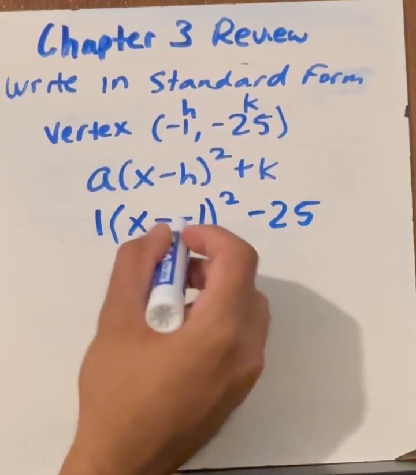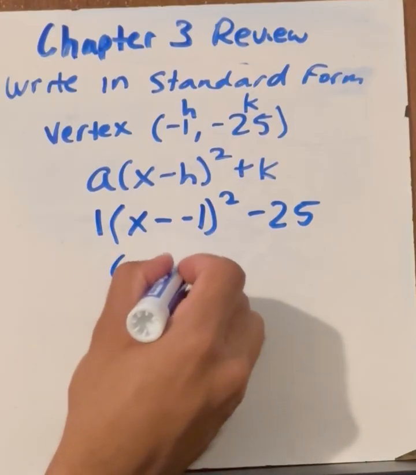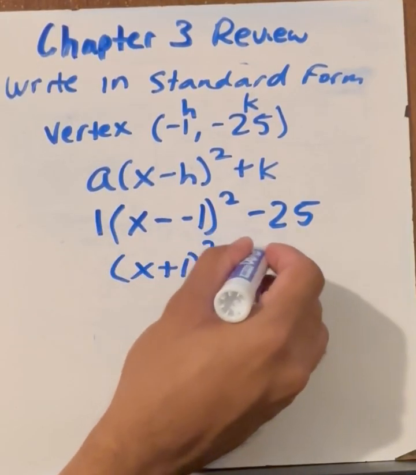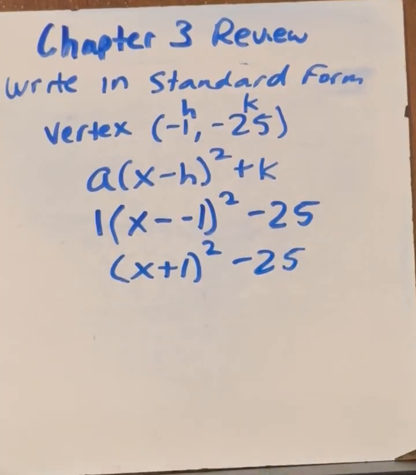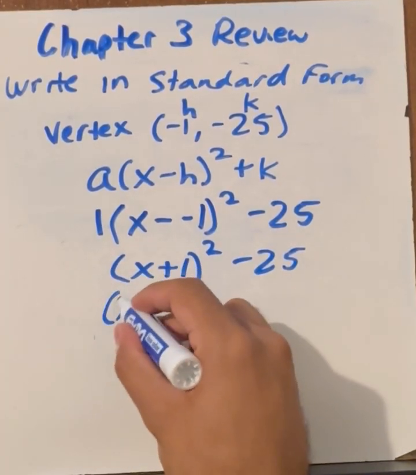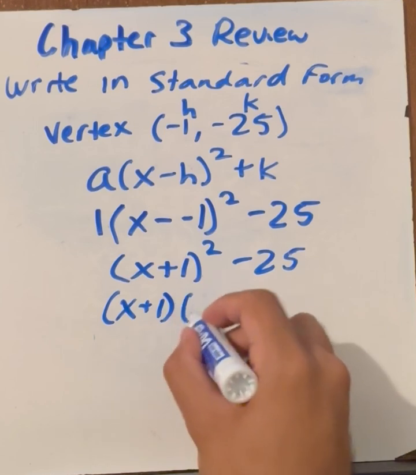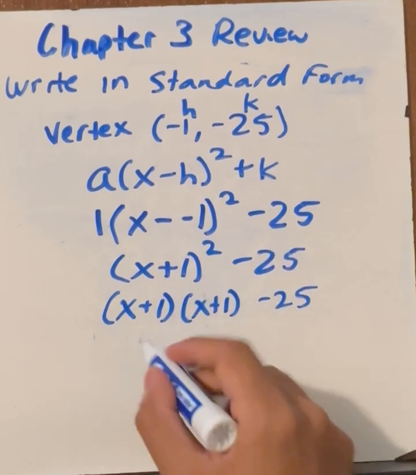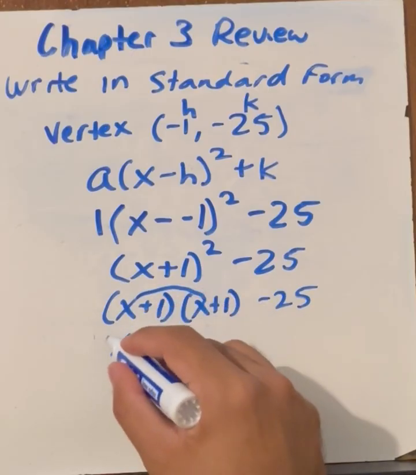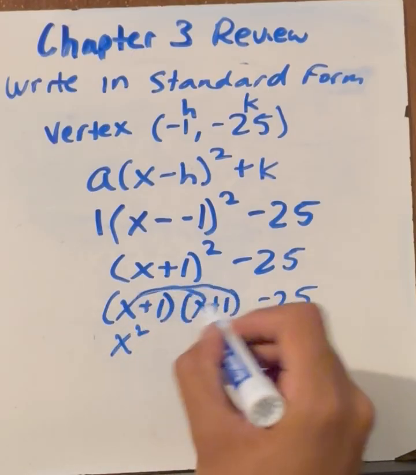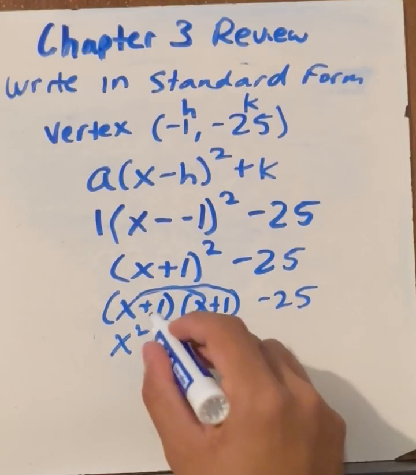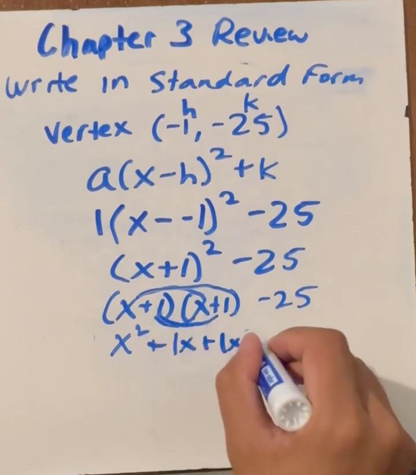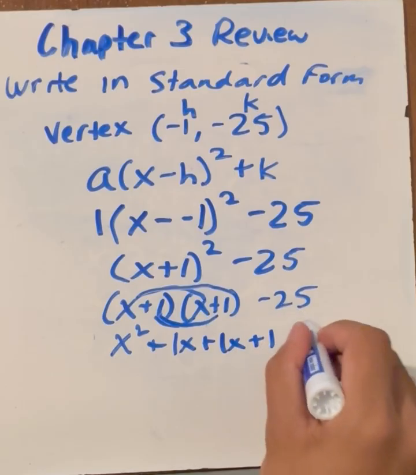Okay, so -1, this becomes x plus 1. Right now, this 1, we can hide it, so we don't need to write it again. Okay, x plus 1 squared is the same thing as x plus 1 times x plus 1. And then minus 25 on the end, right? Stays. We can FOIL this as x squared. X times 1 is plus 1x. 1 times x is plus 1x. 1 times 1 is 1. And then minus 25 on the end.